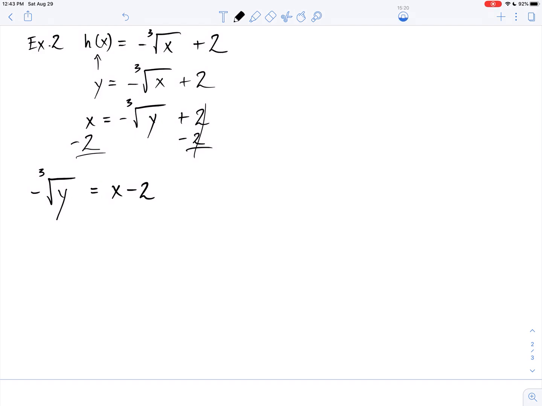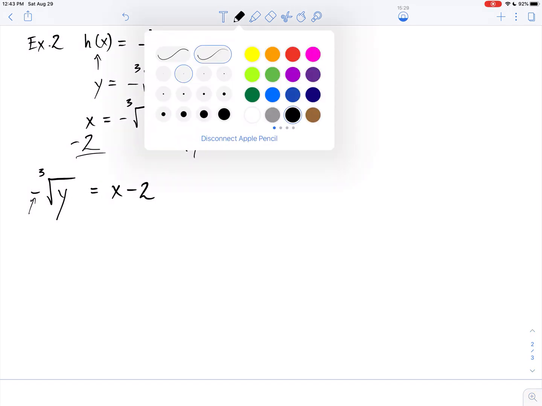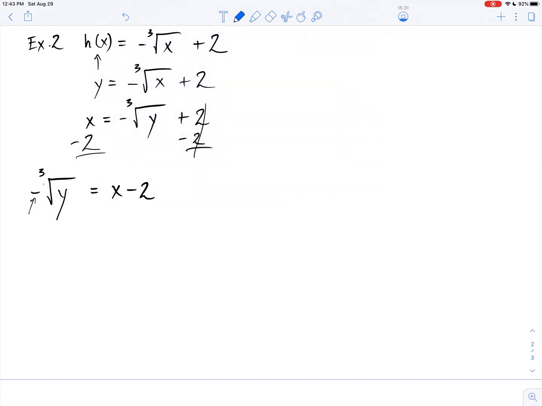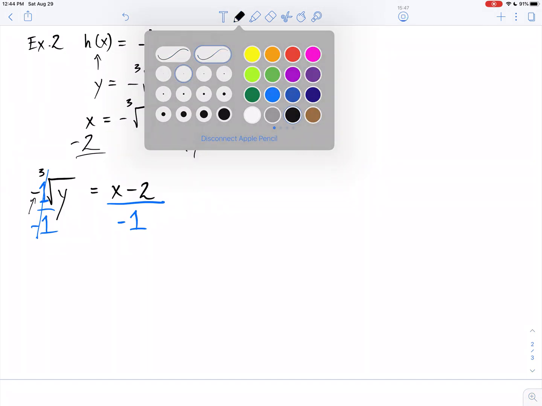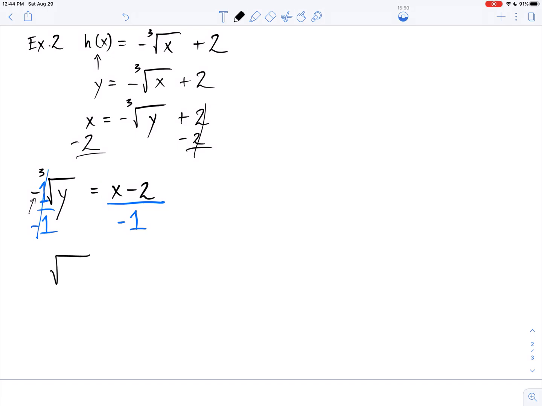I need to get the y by itself. I cannot cube both sides yet. I got to get this negative out of the way. Now this negative technically counts as being like a little -1 sitting here. So guess what? I'm going to divide both sides by -1. I am. Over here it all cancels out, and I'm going to go back to a different black pen. And I'm going to say this is a cube root of y equals.